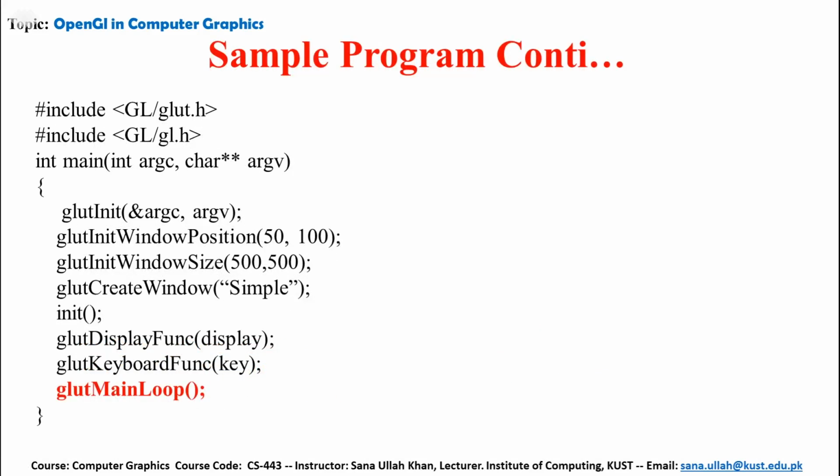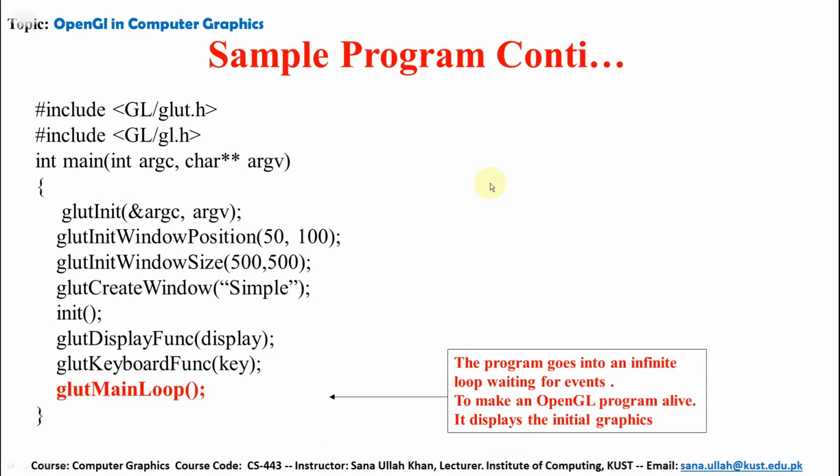And the last statement is glutMainLoop. It works like getch in C++. It means that each and every animation, scene, and object will be shown. The loop will run indefinitely. When all the animation or scene, the initial graphics, are completed and displayed, then it will stop. So the program goes into an infinite loop waiting for events. To make an OpenGL program alive, it displays the initial graphics. It is compulsory for each OpenGL program, and normally it is written at the end of each OpenGL program.